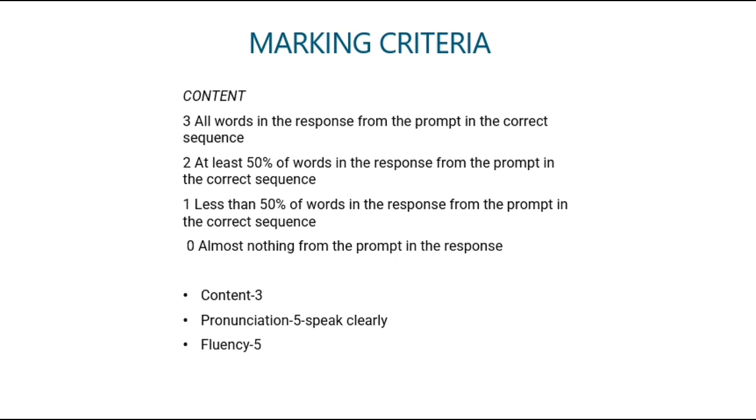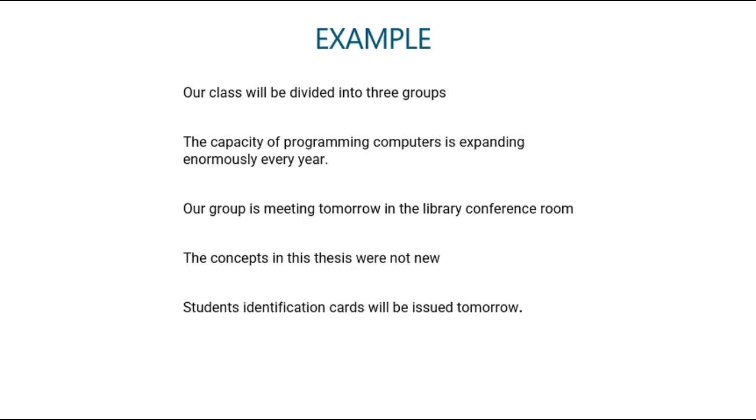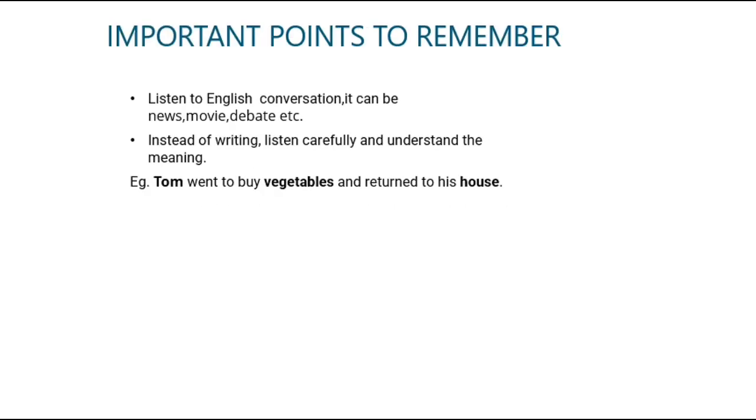So, what is pronunciation here? You have to speak each and every word very clearly. And what is fluency here? You're not supposed to hesitate or repeat while you're speaking. So, these are some of the tips. Listen to English conversations. It can be news, movie, debate, etc. Because only when we listen to English conversations, we understand how the Americans and Britishers pronounce the words. Once we understand the pronunciation, we will understand the meaning of the sentence. Therefore, instead of writing, we have to listen very carefully and understand the meaning of the sentence.